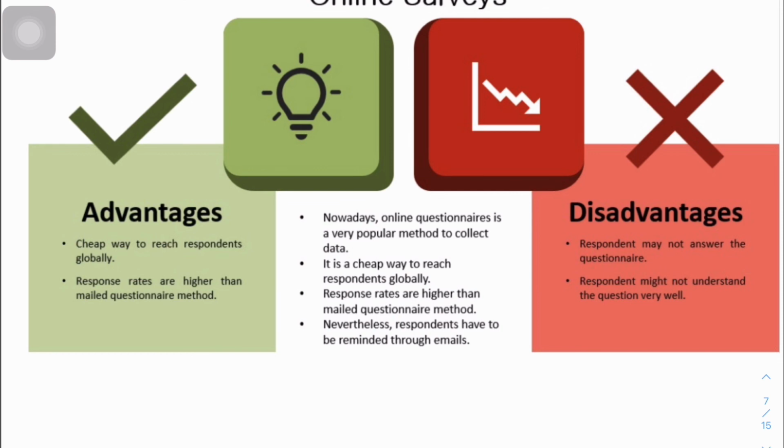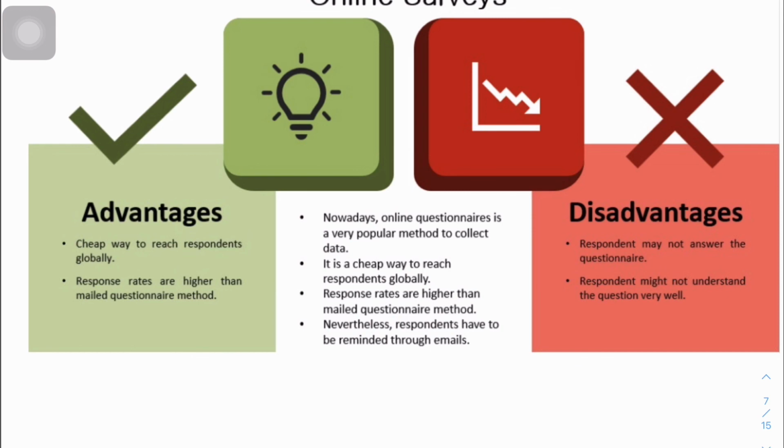Alright, so what is the advantages of online survey? The first one is cheap way to reach respondent globally. Paling senang, paling murah, paling jimat. Jimat masa, jimat duit, jimat lah semua tenaga. Okay, jimat. And response rate are higher than mail questionnaire method. So response rate lebih tinggi berbanding dengan questionnaire tadi.